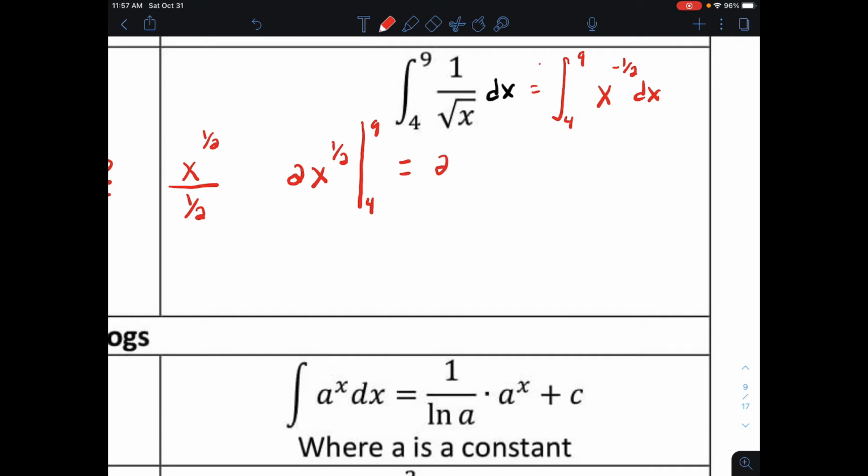So we plug in the top number first. So it'd be 2 times 9 to the 1/2 power minus 2 times 4 to the 1/2 power, which the 1/2 power is simply the square root. And then we evaluate, and we wind up getting an answer here of just positive 2.